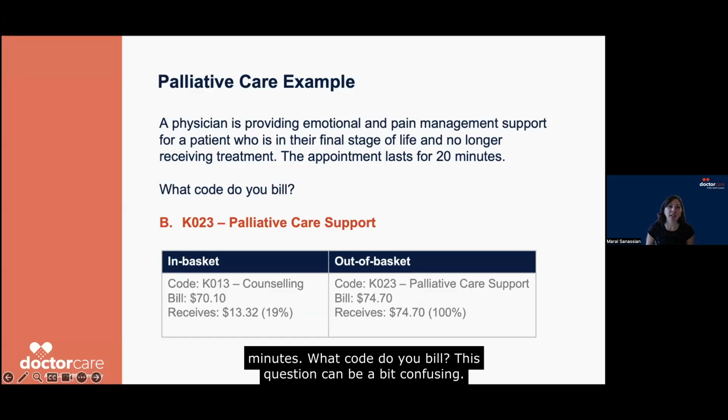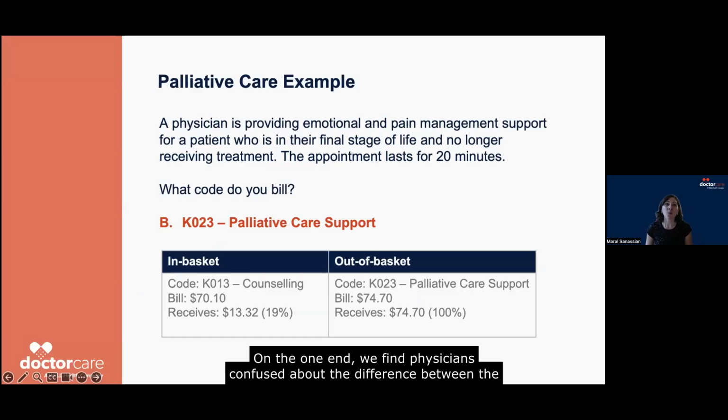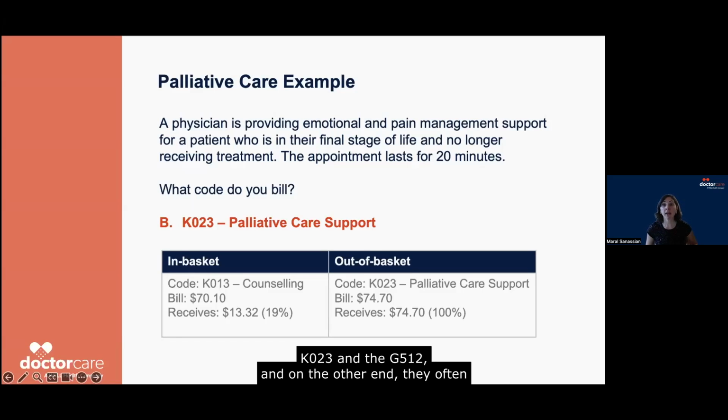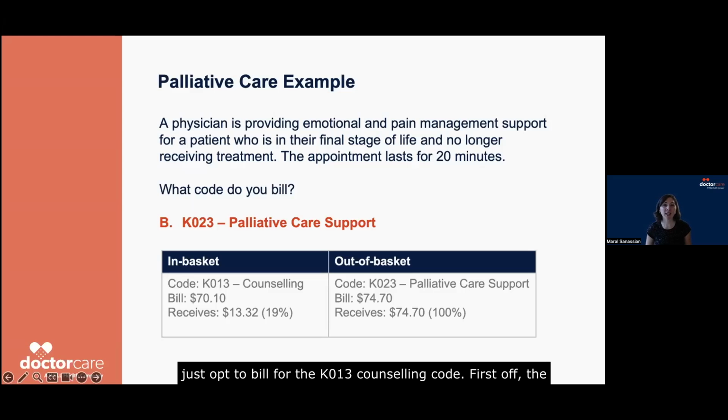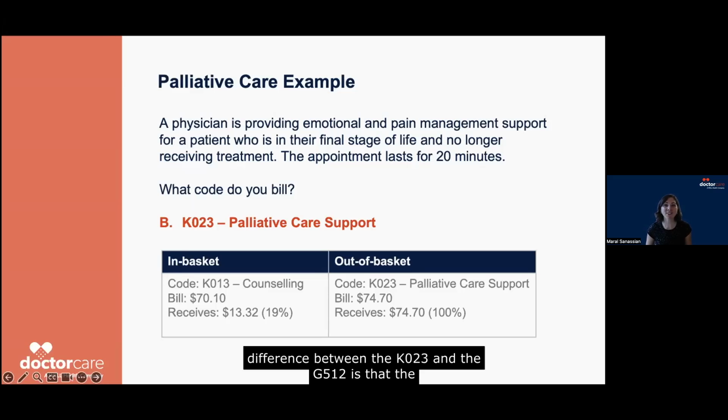This question can be a bit confusing. On the one end, we find physicians confused about the difference between the K023 and G512, and on the other end, they often just opt to bill for the K013 counseling code. First off, the difference between the K023 and the G512 is that the K023 is billed when you are providing medical care and emotional support for that patient during the final stages of life. The G512 is the case management code you can bill when you provide supervision of palliative care to the patient for a period of 1 week, starting at midnight on a Sunday.